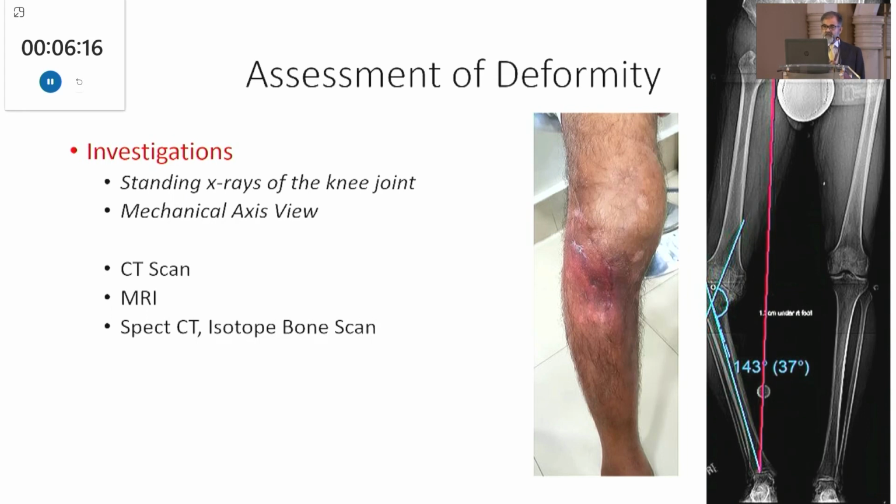must. Standing X-rays, obviously, but you need mechanical axis views in these patients. Now, if you see an angry-looking knee like this, you may want to have a CT scan, and especially if there's a complex triplanar deformity, CT scans will be required. You may want to have an MRI scan. And in cases where you suspect infection, even an isotope or a SPECT CT.